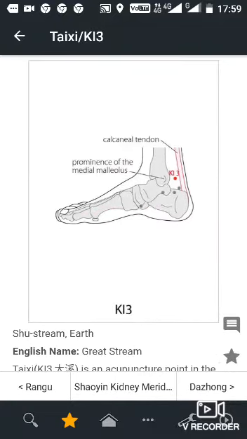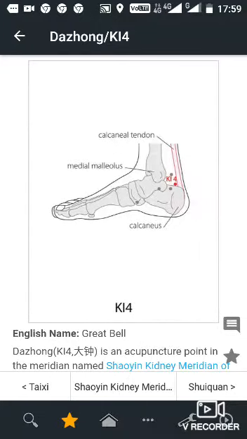Key 3, location. In the depression between the prominence of the medial malleolus and heel tendon. Key 4, location. On the posterior-inferior part of the medial malleolus, approximately 0.5 cun posterior to the midpoint of a line drawn from Taixi, KI3, to Shuiquan, KI5, on the anterior border of the Achilles tendon.